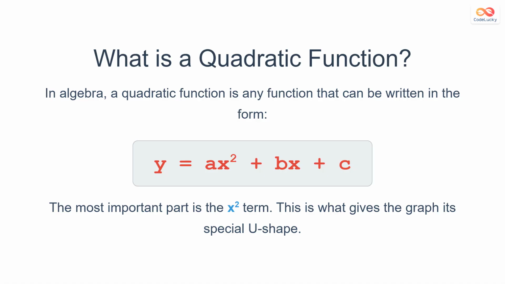First, let's define a quadratic function. It's a type of equation that can be written in the standard form. y equals a times x squared plus b times x plus c. The key feature to always look for is the x squared term. This term is what creates the unique U-shape of the graph.